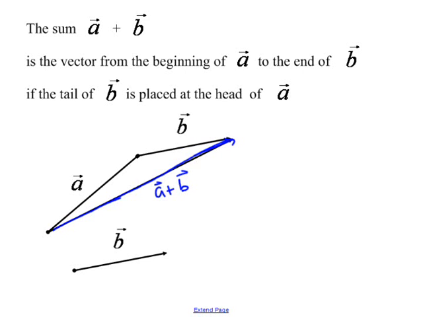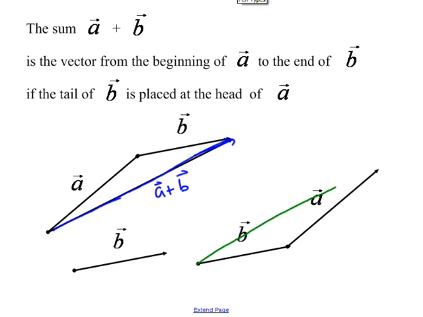Similarly, we could take vector A and then vector B and put them so they're opposite. So the tail of A is now on the head of B, and then that vector right there will be the same as the blue vector.